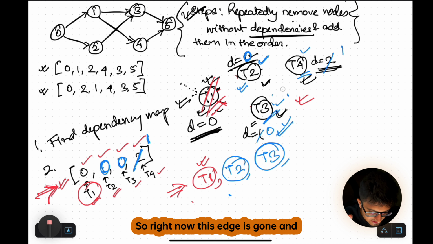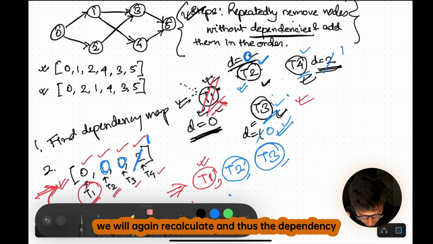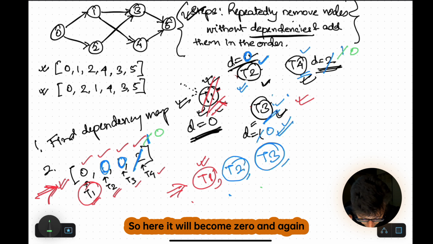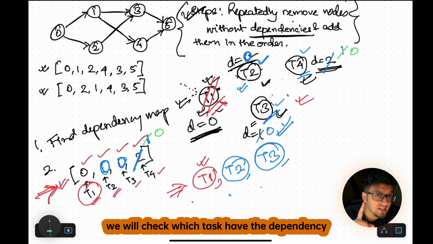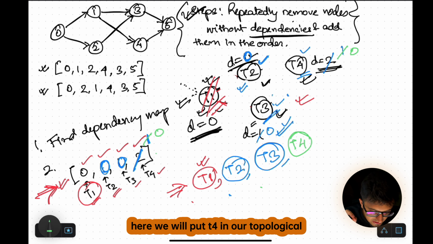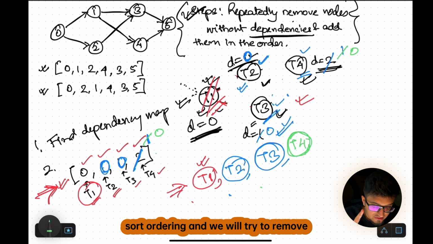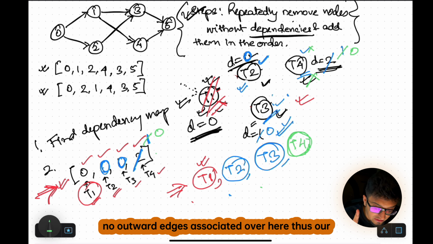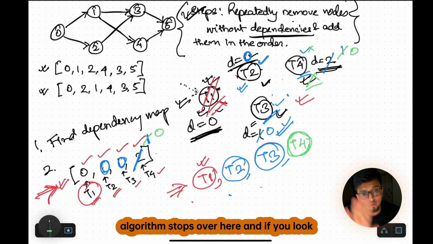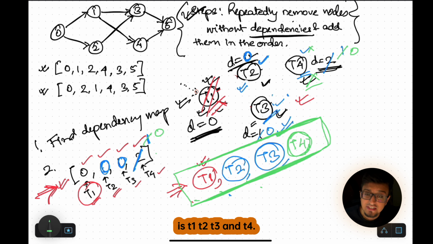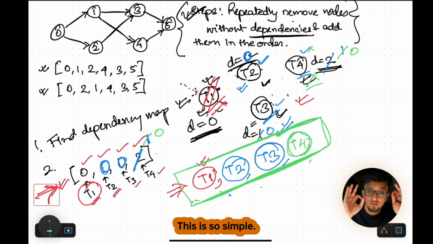So right now this edge is gone and we will again recalculate, and thus the dependency of T4 will become 0 right now. So here it will become 0 and again we will check which task has the dependency of 0. Here right now it is T4 and thus here we will put T4 in our topological sort ordering. And we will try to remove the outward edges. But here, since there are no outward edges associated over here, our algorithm stops over here. And if you look carefully, this is your topological sort ordering. That is T1, T2, T3 and T4. That's it. This is so simple.